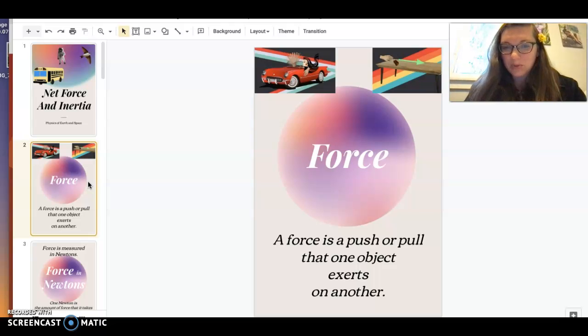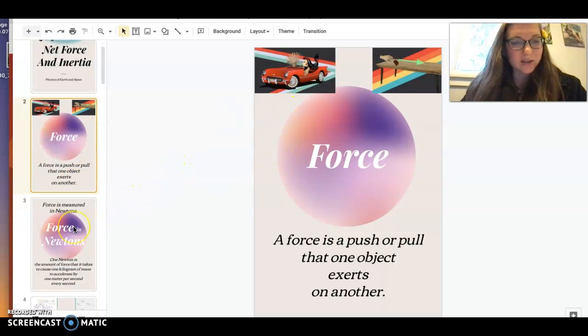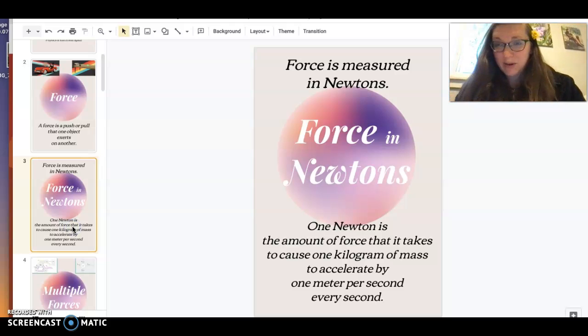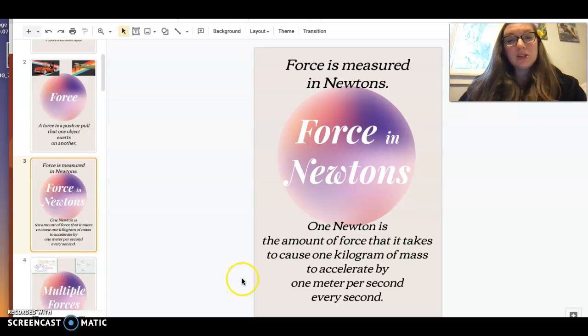A force is a push or pull that one object exerts on another. So you can think about the hand pushing the brick or the foot pushing the gas pedal. Or you can think about air resistance, gravity, the spring force, or tension force. Force is measured in newtons. 1 newton is the amount of force that it takes to cause 1 kilogram of mass to accelerate by 1 meter per second every second.